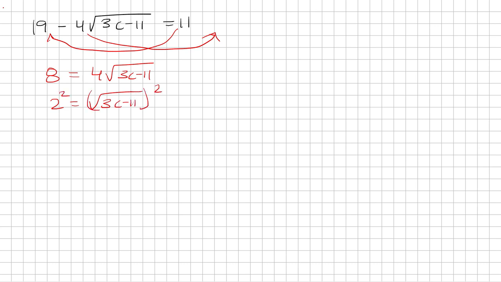So the square root goes away. And we have 4 is equal to 3c minus 11. Adding 11 on both sides, we have 15 is equal to 3c. And that means c is equal to 5. And that is our answer.